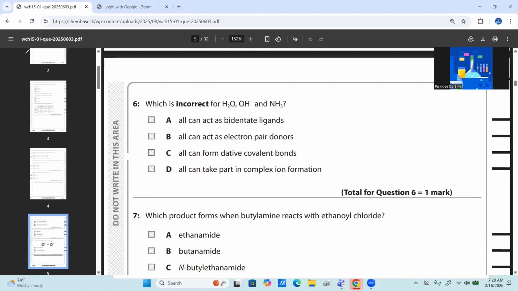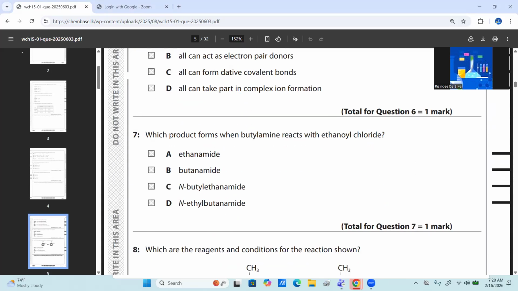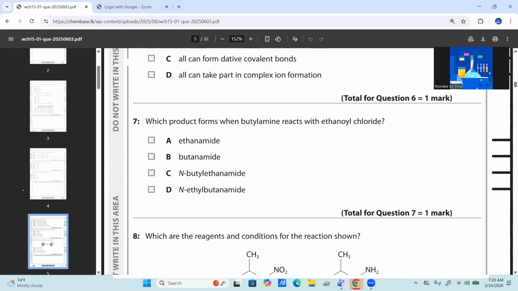Which is incorrect for H2O, OH and NH3? All can act as bidentate. Bidentate is wrong. They can act as only monodentate ligands, right? All can act as electron pair donors. That is correct. Okay, incorrect one is A. They are monodentate ligands, not bidentate. They can form dative covalent bonds. They take part in complex ion formation. Those are correct.